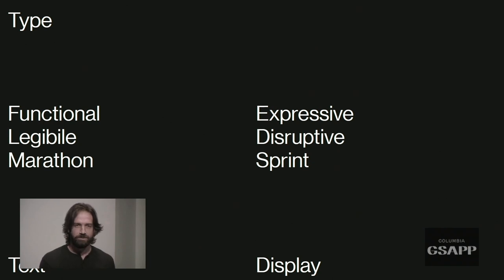I also like to think about it in terms of distance. Text type is more like a marathon. Display type is much more like a sprint. The attention span that it takes, one is over a longer period of time to read and consume a text. The other, again, like I said, is for an instant, a millisecond of an impact.